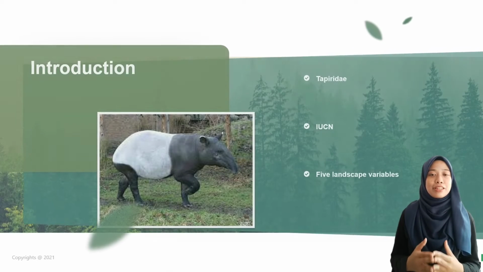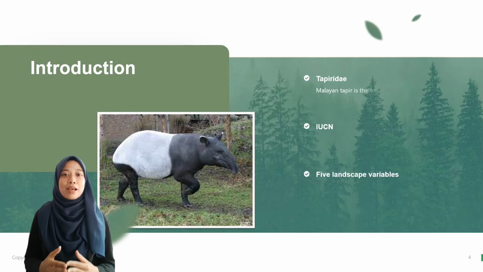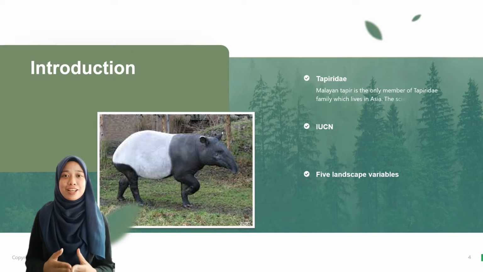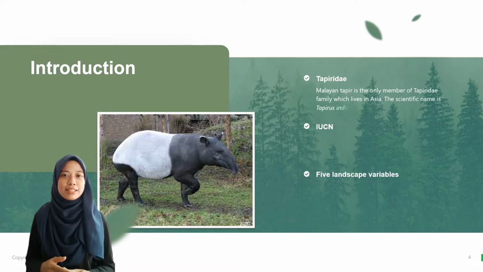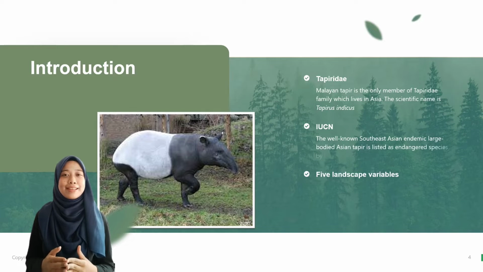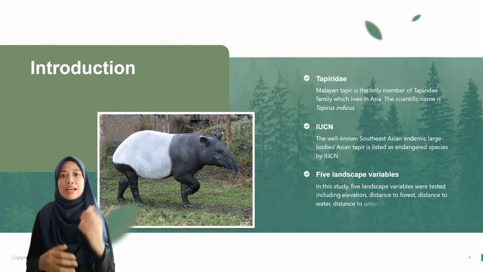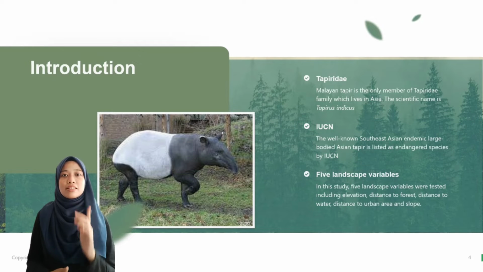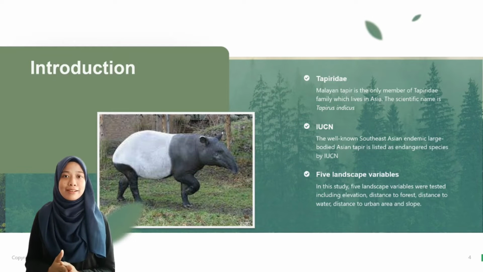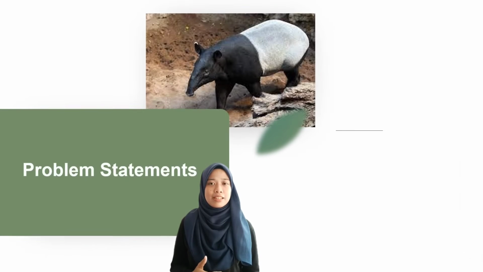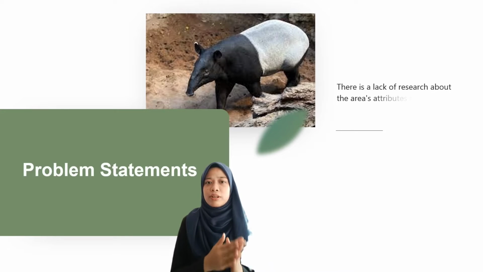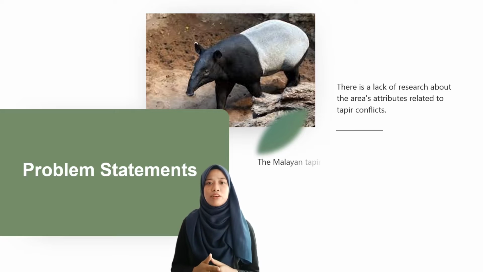First, let me start with the introduction of Malayan Tapir. Malayan tapir is the only member of Tapiridae family which lives in Asia. The scientific name is Tapirus indicus. The well-known Southeast Asian endemic large-bodied Asian tapir is listed as endangered species by IUCN. In this study, 5 landscape variables were tested, including elevation, distance to forest, distance to water, distance to urban area, and slope.